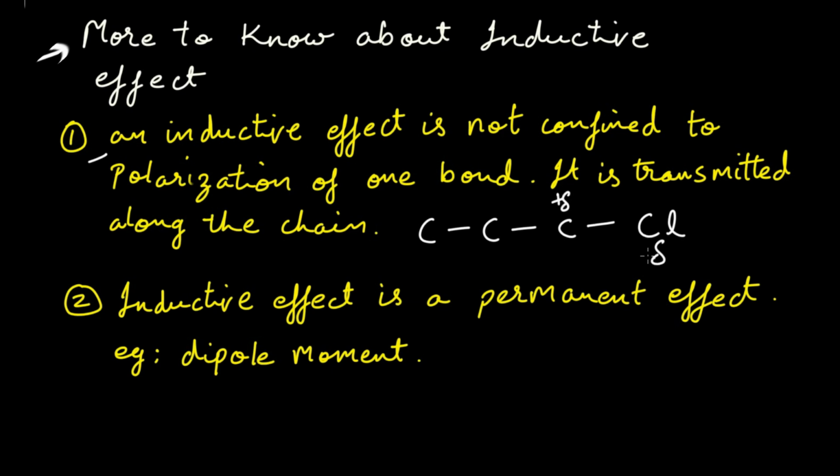This is delta negative. This will create a positive charge, and this positive charge will attract the electron towards this carbon. This will again create a small positive charge. This will attract the electron towards the next carbon. Like this, this inductive effect is transferred along the chain, and the overall charge is equal. Delta positive is equal to delta negative, right? Remember this. Now another point is, inductive effect is a permanent effect.